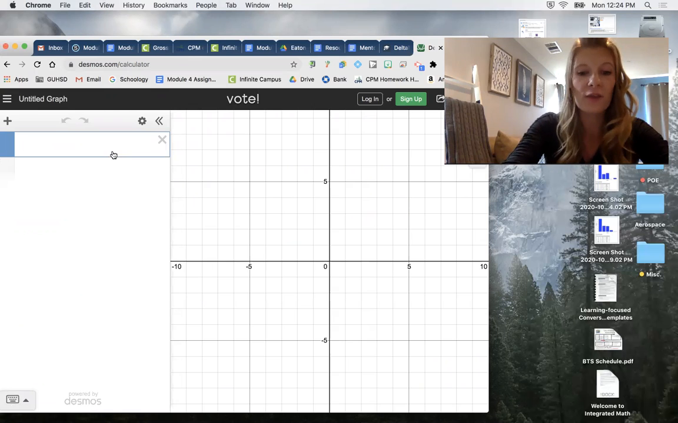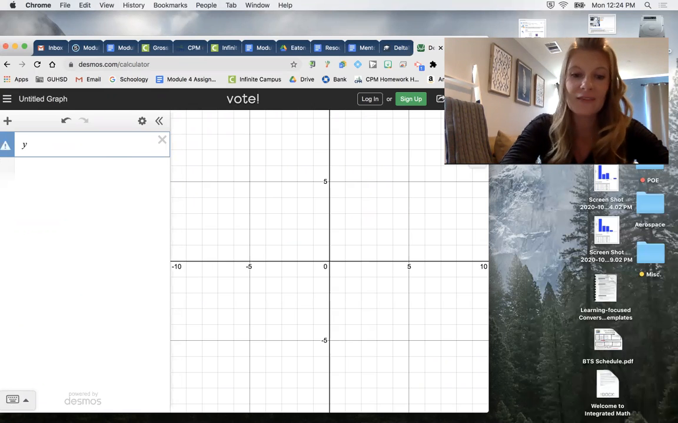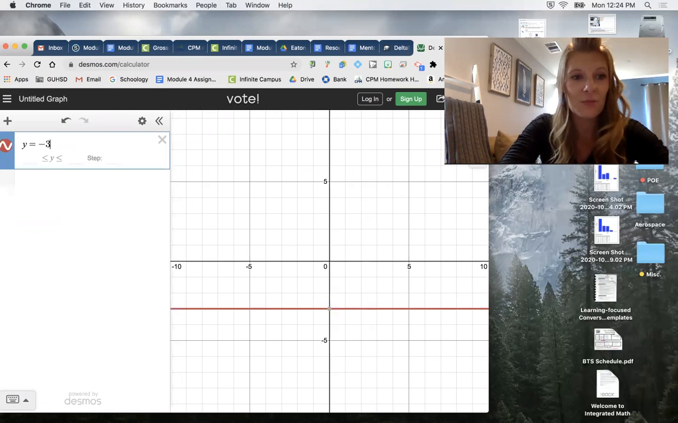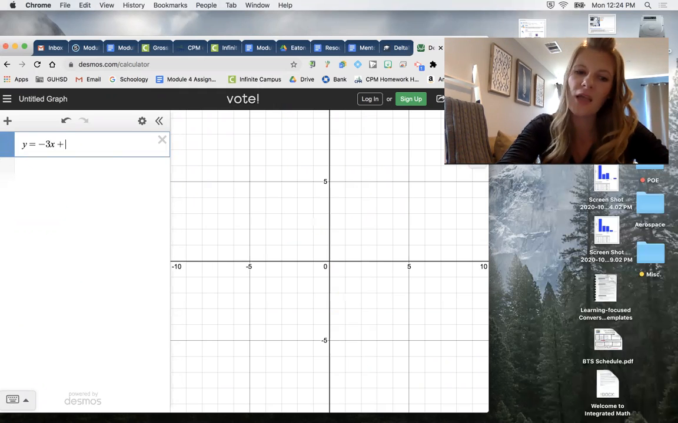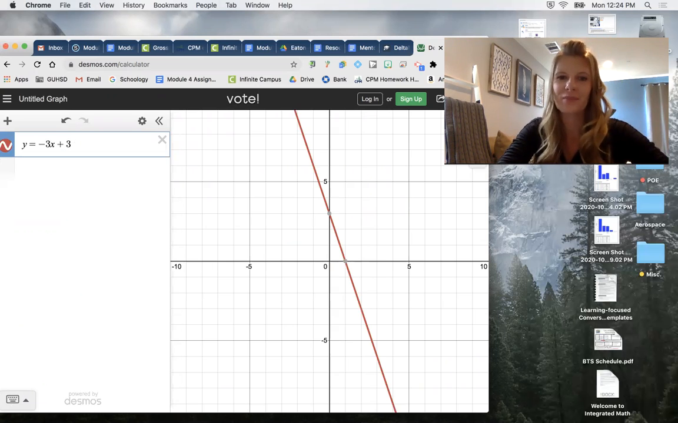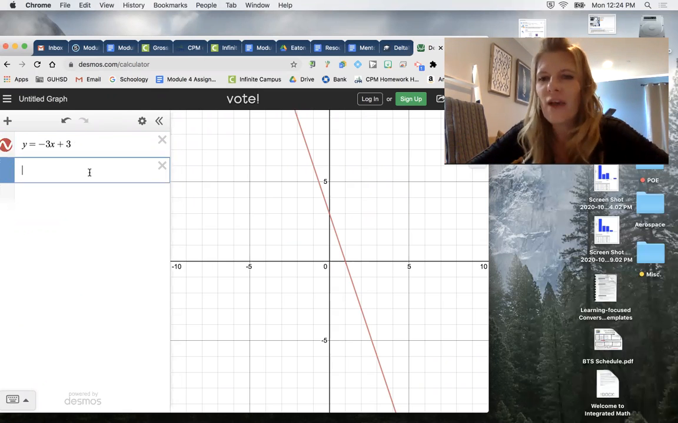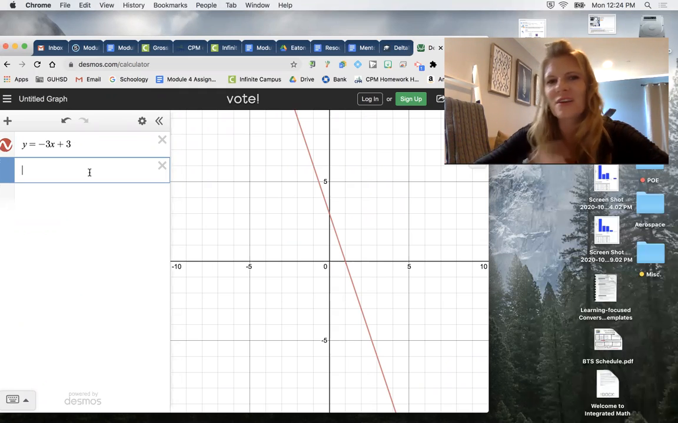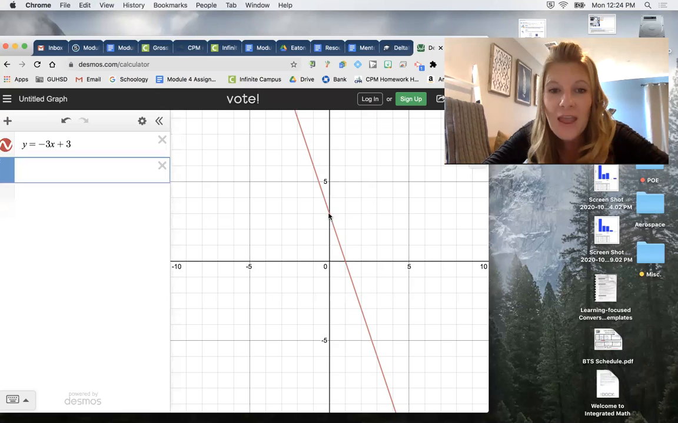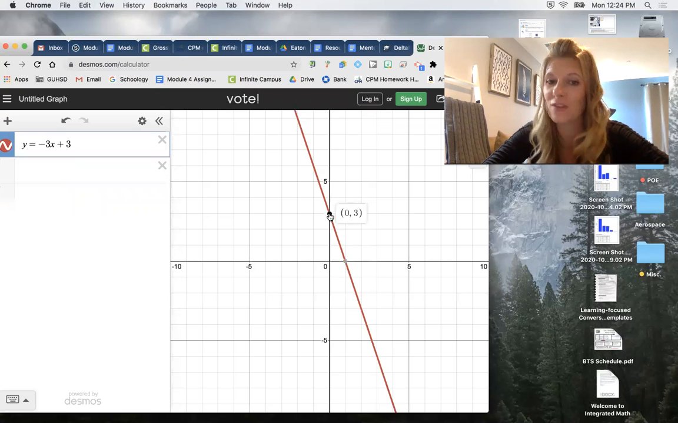Let me put in the equation y is equal to negative 3x plus 3, just to give a nice line here. Well, looking at this, if I asked you guys for your x and your y intercepts, I gave you some pretty nice ones here. It looks like my y-intercept is right there.